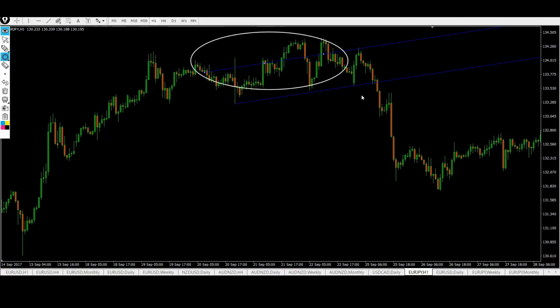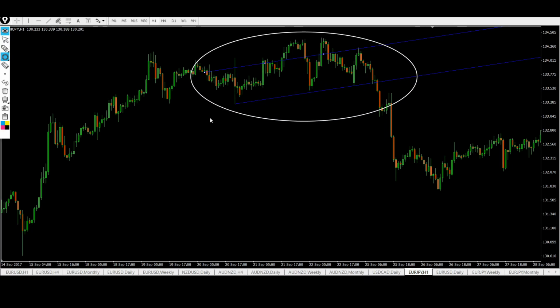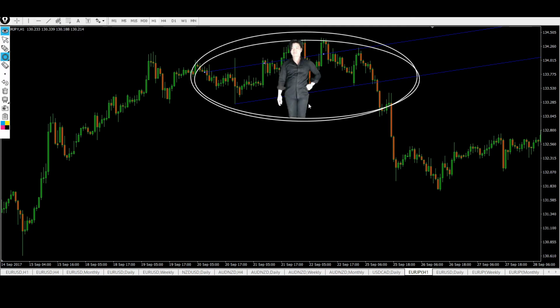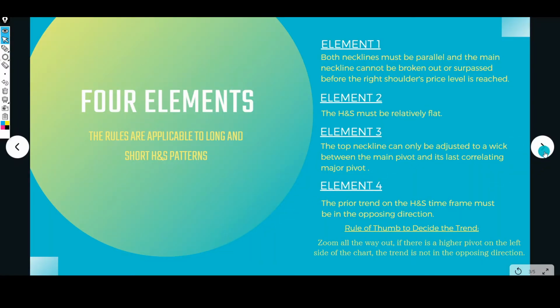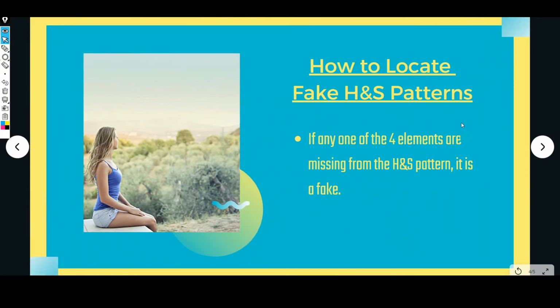So since this H&S pattern cleared all the elements 1 through 4, that shows that this H&S was in fact legitimate. Alright, so now let's go and see how to locate fake H&S patterns. Okay, we'll go on to the next slide. Alright, how to locate fake H&S patterns. If any one of the 4 elements are missing from the H&S pattern, it is a fake. Okay, let's take a look at the chart we'll be using to demonstrate this fake H&S pattern.